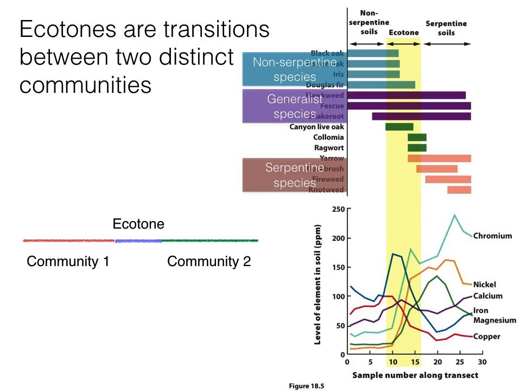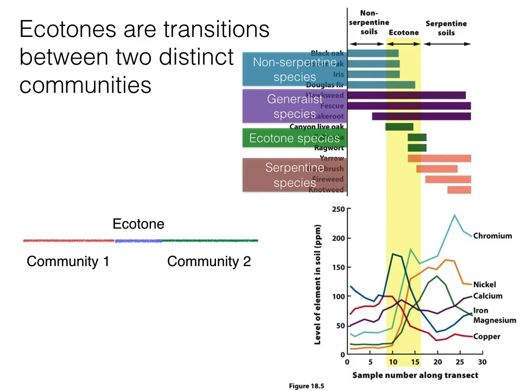Some species can actually occur across the entire gradient, and we call these generalist species. They occur both on non-serpentine and serpentine soils, as well as across the transition. And then some species are specific to the ecotone. They tend to only occur in the transitional zone. It's interesting to note that often the diversity of species is highest in the ecotone because it's the region where the distribution of the different communities actually overlap.